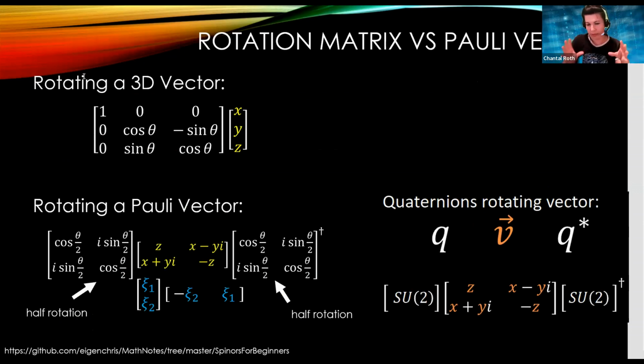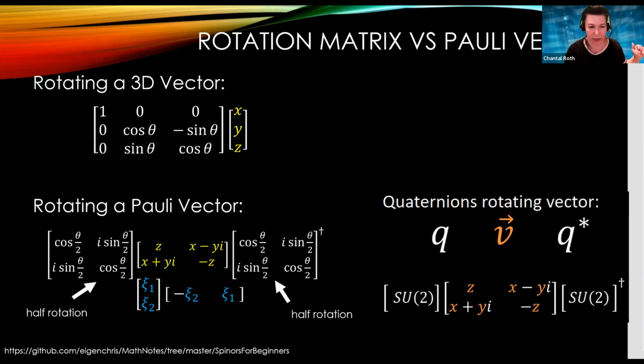So when you rotate a 3D vector, that's what the rotation matrix looks like. When you rotate a Pauli vector, you get a half rotation, then the Pauli vector in the middle, and then another half rotation. And we know now these are just quaternions, because that's SU2 here, and this side is also SU2. So we can rewrite this as this. It's just quaternions, right? So I think it's enough math for now.